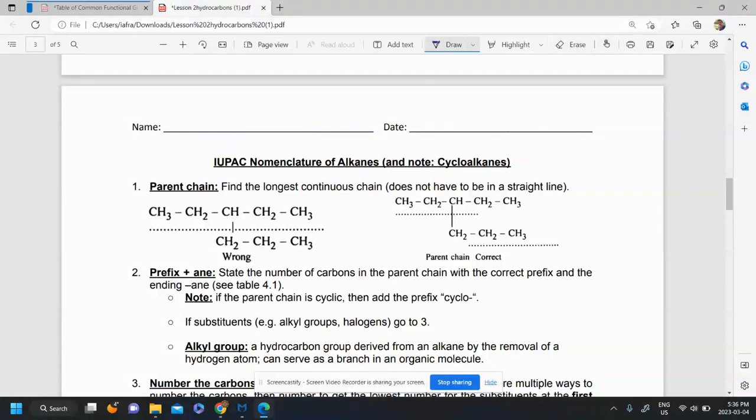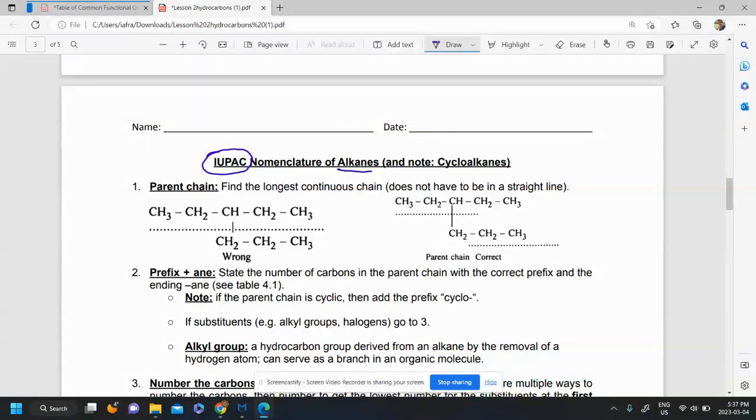In this video, we're going to learn the naming rules for alkanes. There are naming rules for essentially all the different classes of organic compounds that exist. These naming rules and also drawing rules were established by the IUPAC, the International Union of Pure and Applied Chemistry, which is just a body of chemists and scientists that come up with these rules.